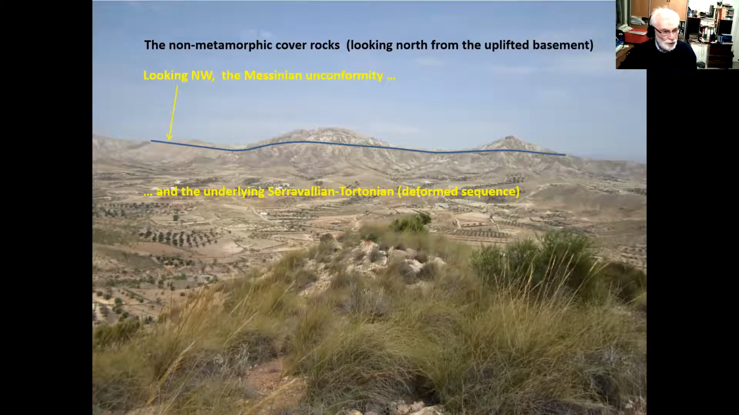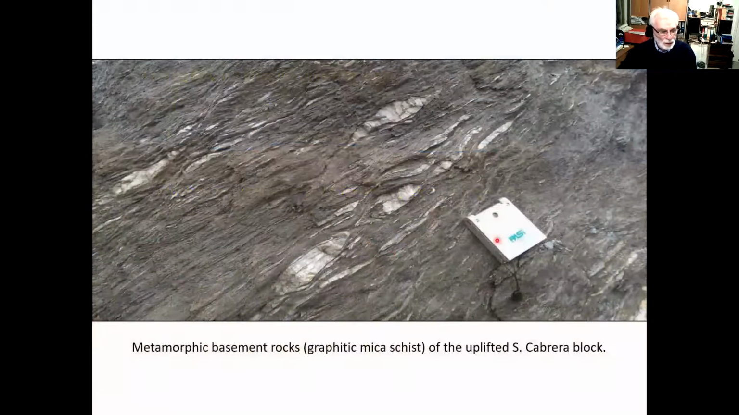We move a little bit closer. Oh, before we go a bit closer, this is what metamorphic basement rocks look like. They are basically metamorphosed organic mudstones. They are graphitic mica schists now, and this is what we typically find in this region in the metamorphic basement.